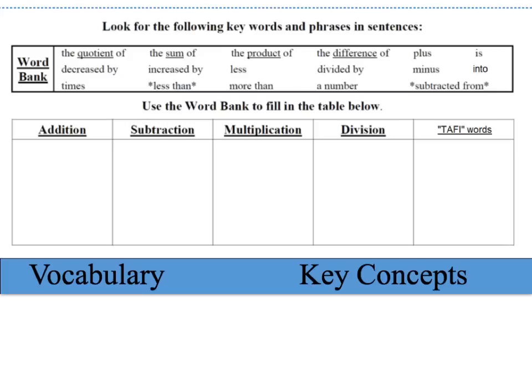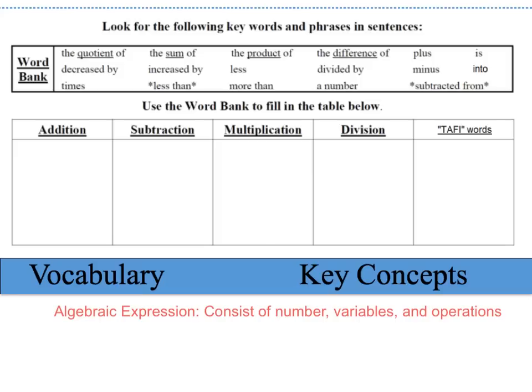So on this slide we're going to talk about the vocabulary and our key concepts. In a previous lesson, you learned that algebraic expressions consist of numbers, variables, and operations. So this is an example of an algebraic expression because it has numbers, a variable, and an operation sign. In this slide, we're going to look for the following keywords and phrases in sentences. Anytime you see these keywords in a sentence, you're going to assume that they're one of the following vocabulary words.